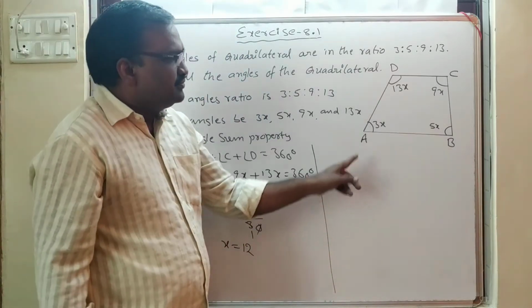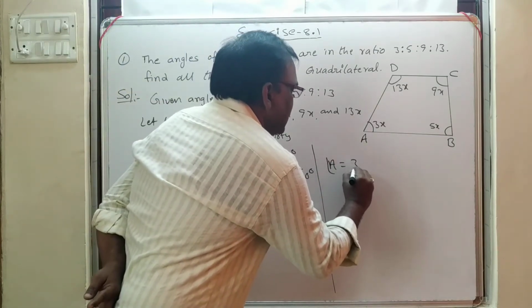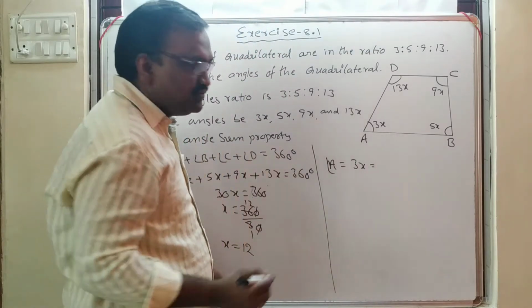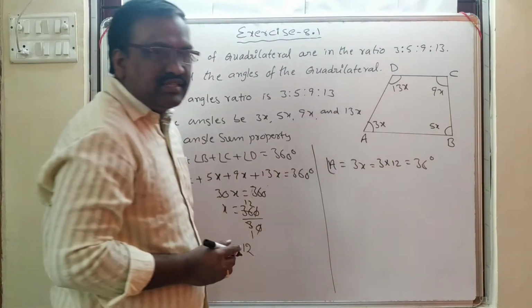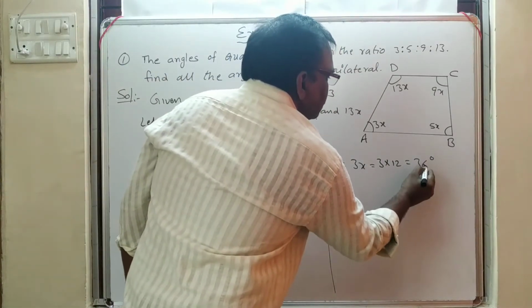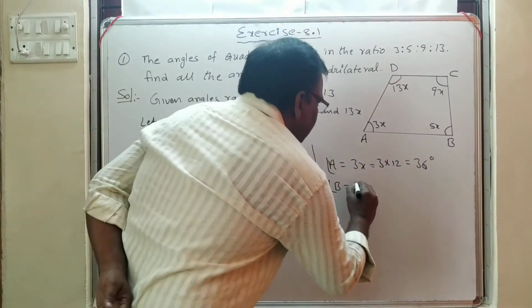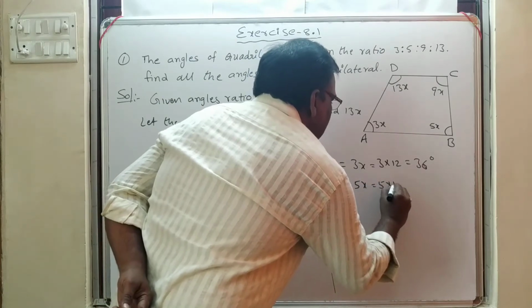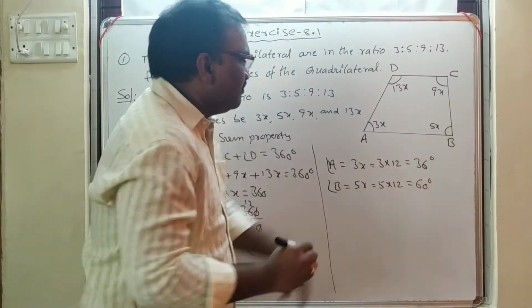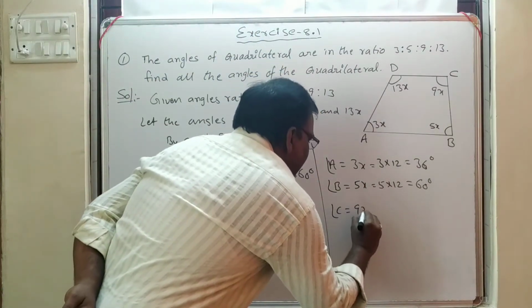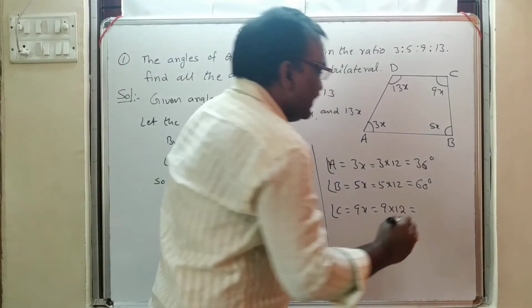Find all the angles. Find A. Angle A is 3x, x is 12. So 3 into 12, that is 36 degrees. Next angle B, that is 5x. 5 into 12 is 60 degrees. Next angle C, that is 9x. 9 into 12 is 108 degrees.